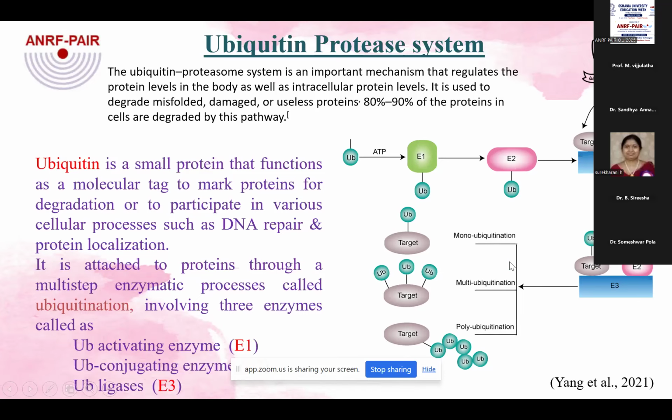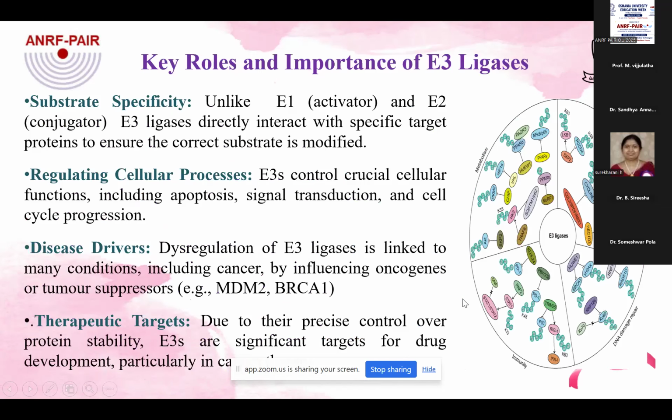So depending upon the ubiquitination, it might be a monoubiquitination, multi-ubiquitination, and a polyubiquitination. So once it is polyubiquitinated, then this target protein is ready for the degradation in the proteasome. So the E3 ligases play a very important role.